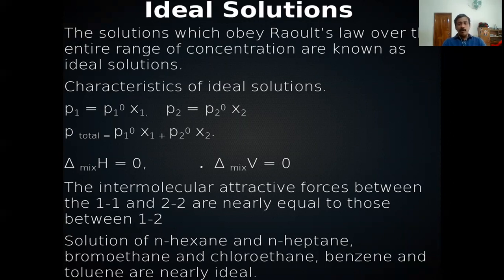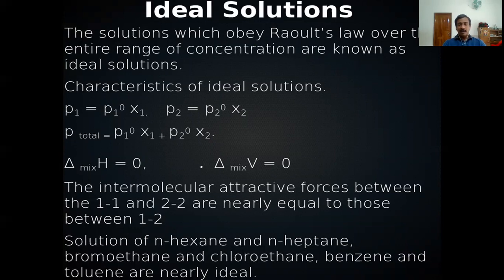Similarly, when we mix two components, we are expecting some enthalpy change. Sometimes heat energy may be released, sometimes heat energy may be absorbed. But in the case of an ideal solution, we are not expecting such an enthalpy change. So for an ideal solution, delta H mix should be equal to 0. Enthalpy change should be equal to 0.